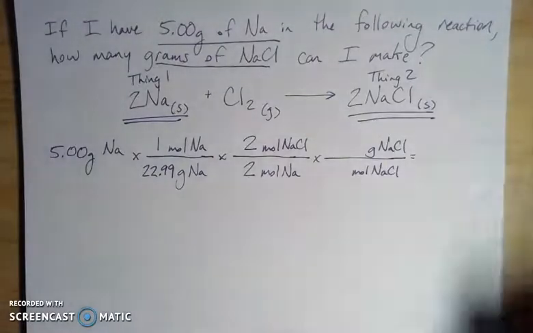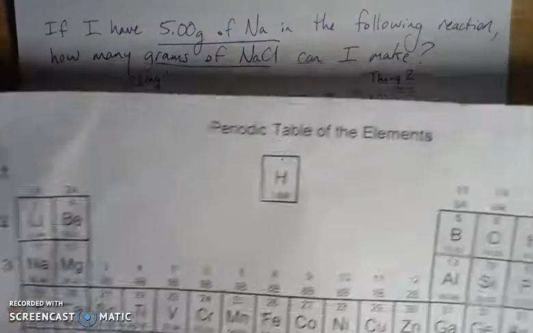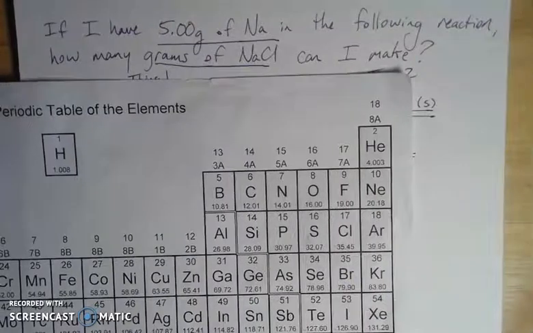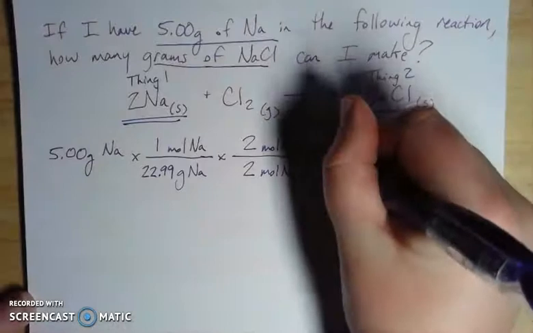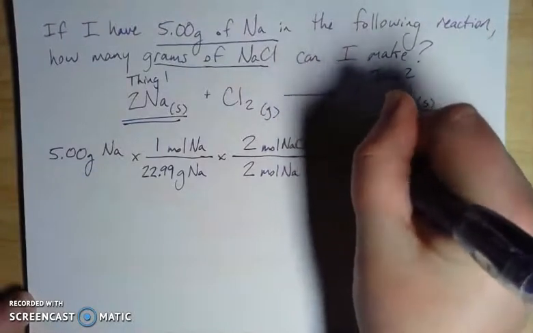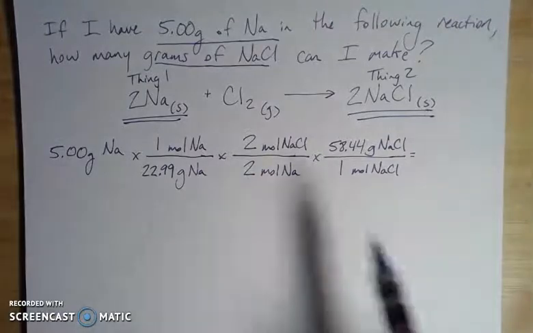Now the other piece of information I need is my molar mass for my sodium chloride. So for every 1 mole of sodium chloride, I need to take the masses of my sodium, which we already said was the 22.99, and then I need to find my chlorine, which is over here, 35.45. So together, when I add those together, I get 58.44 grams. And now I can run my numbers.